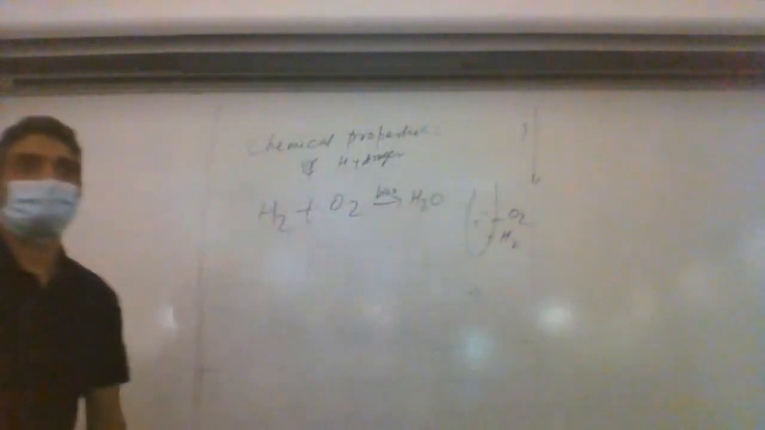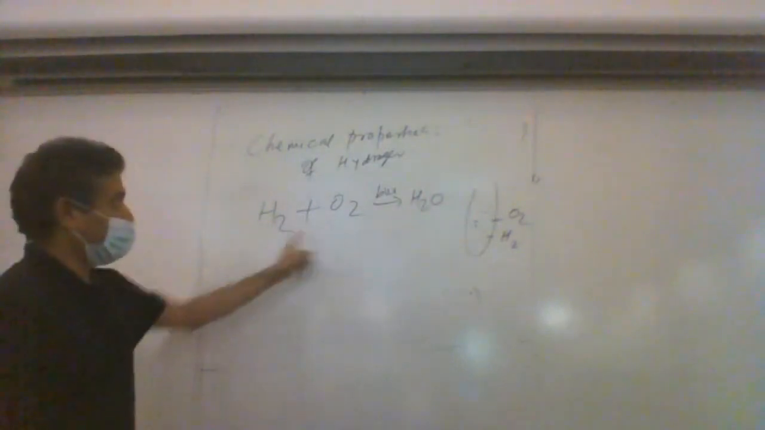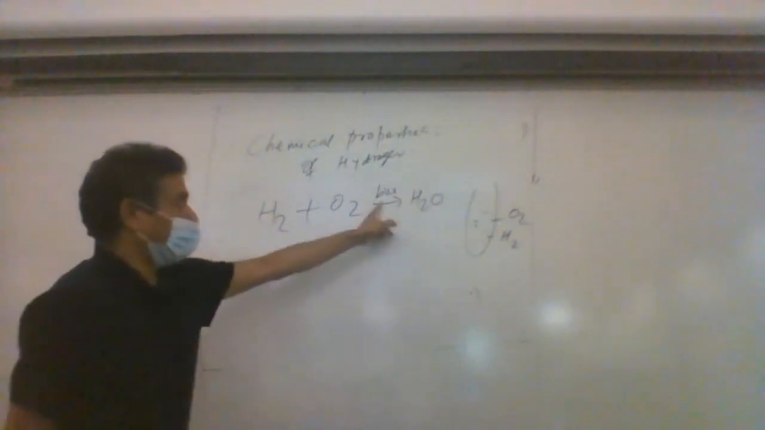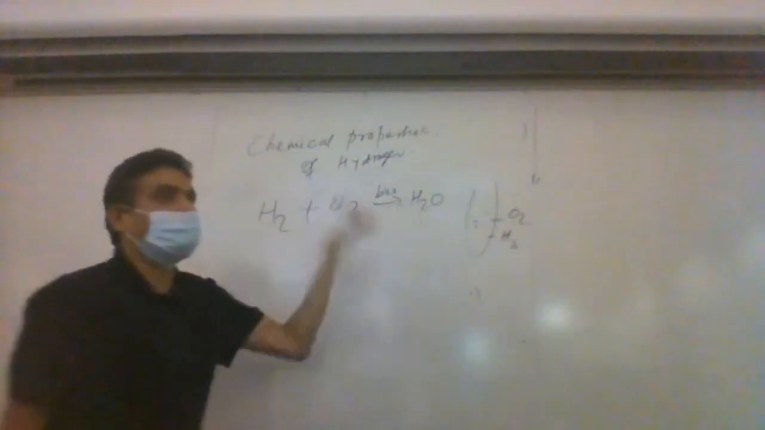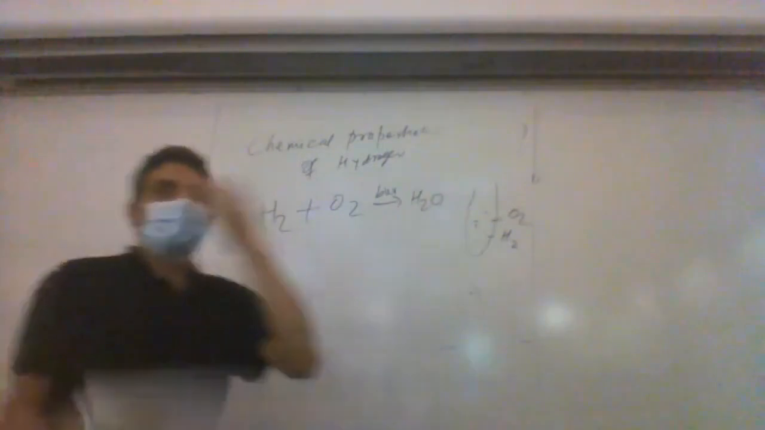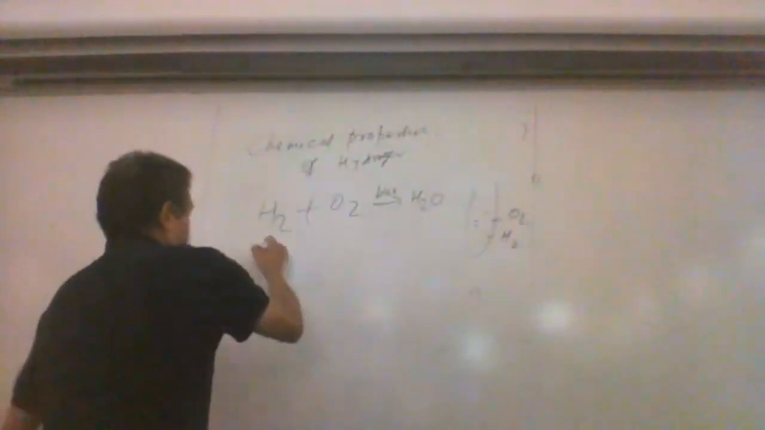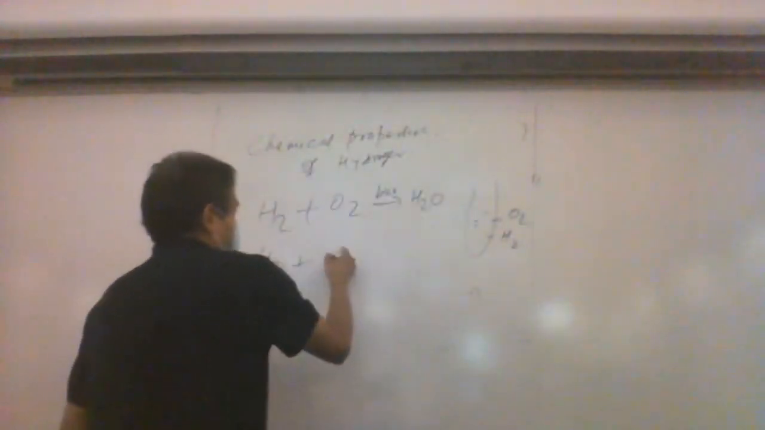You see how the hydrogen behaves in presence of oxygen. Hydrogen behaves in presence of oxygen by giving a little bit of fire. It gives liquid water. So this is called a chemical property. How one chemical behaves in presence of another is called the chemical property of that thing. Make sense? So how about the chemical property of hydrogen in presence of chlorine?